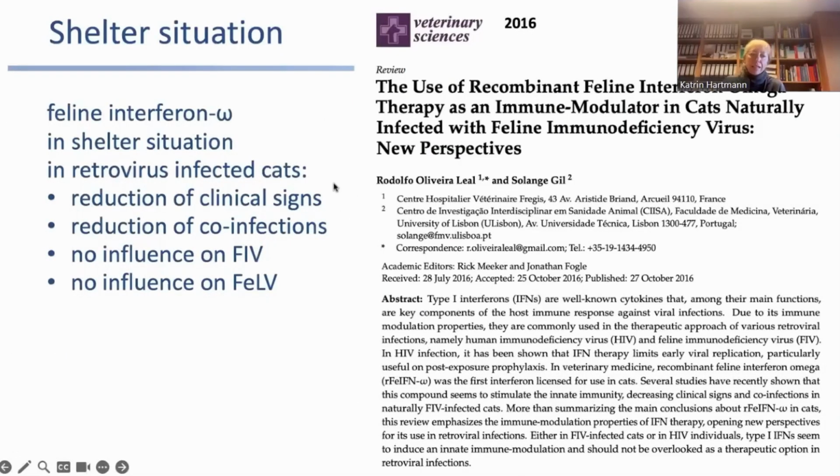And I think you can summarize that if you use interferon omega in a shelter situation in retrovirus or FIV infected cats, you will see a reduction of clinical signs. And it was shown that there's a reduction of co-infection because the cats do not shed anymore. But it does not have an influence on FIV or FeLV itself. So it's probably good for the co-infections, but does not influence FIV or FeLV.